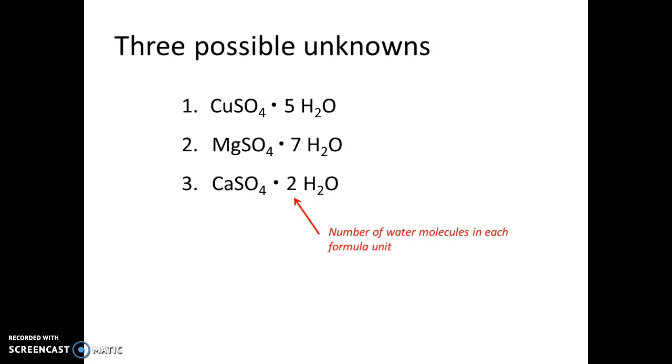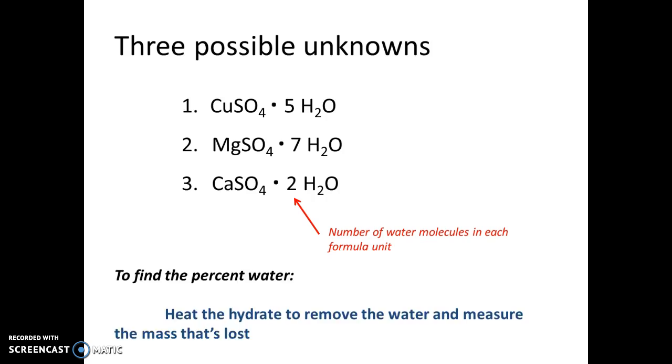Each of these unknowns has a different number of water molecules, and it also has a different mass percent water for the hydrate. Your strategy to find the percent water is that you're going to heat up your unknown hydrate and remove the water and measure the mass that's lost.